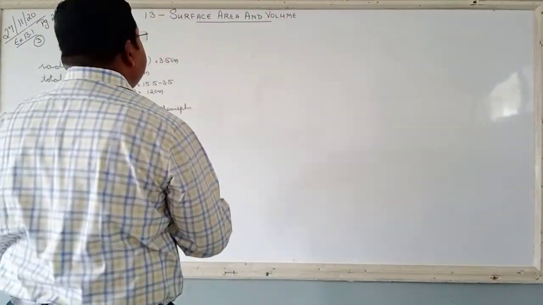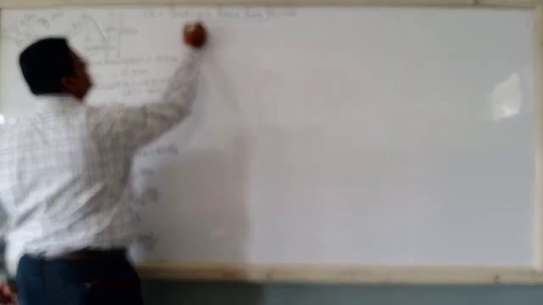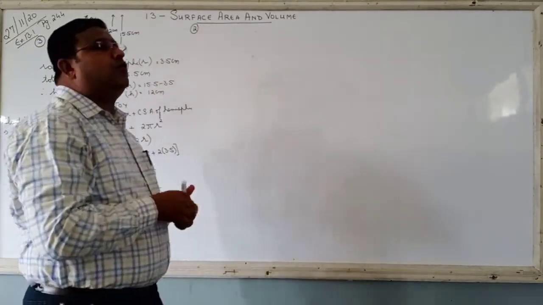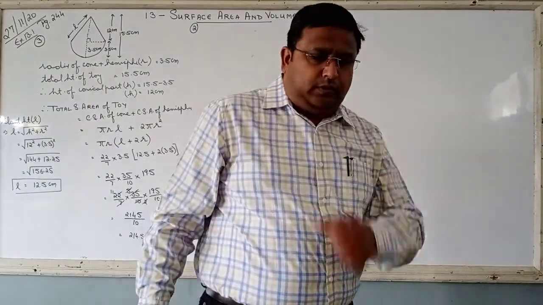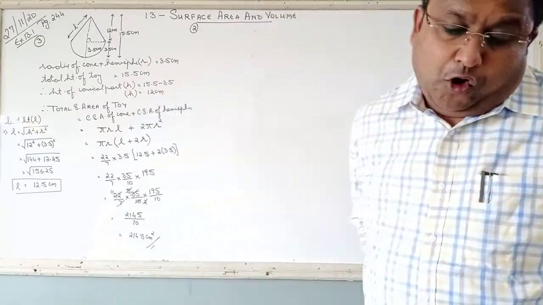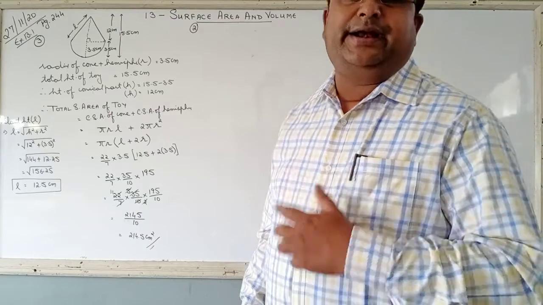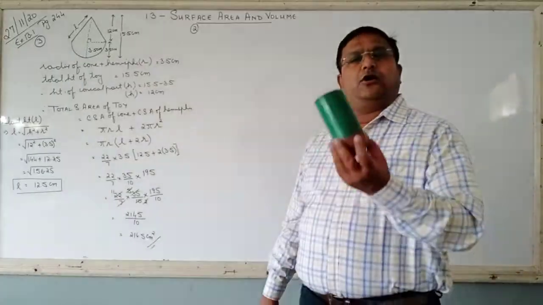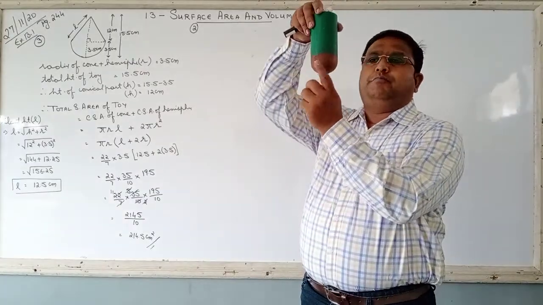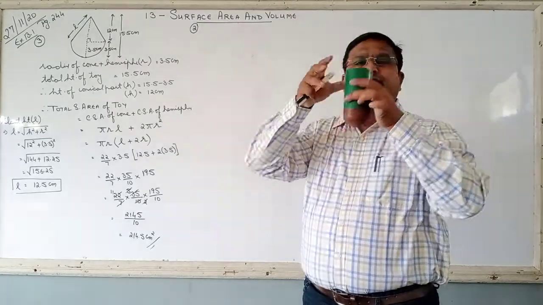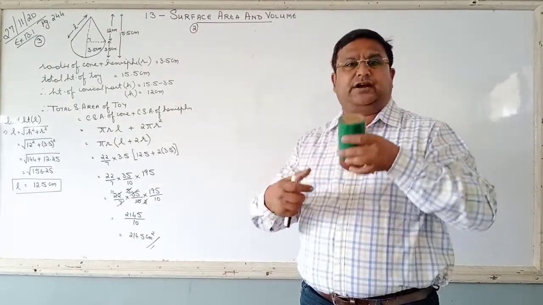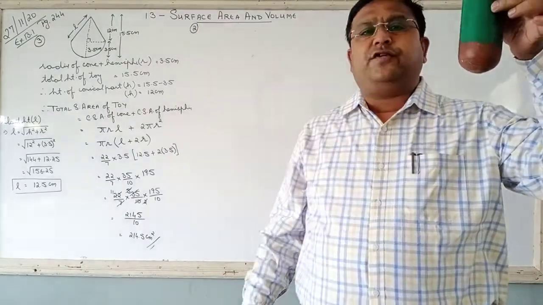A vessel is in the form of a hollow hemisphere mounted by a hollow cylinder. Vessel, we all know what a vessel is. A vessel is a container in which we can hold something. This figure is not hollow, this is solid as you can see. But just imagine, have you seen this kind of figure somewhere?